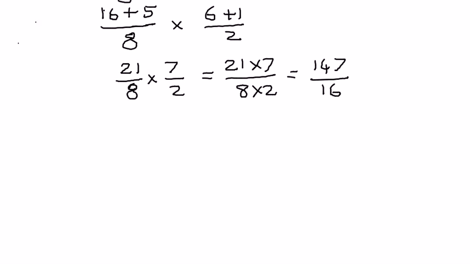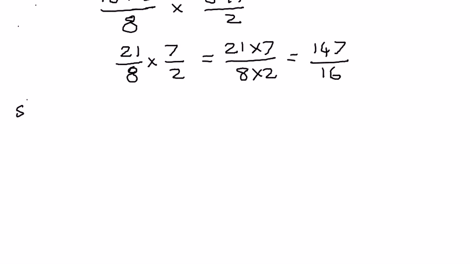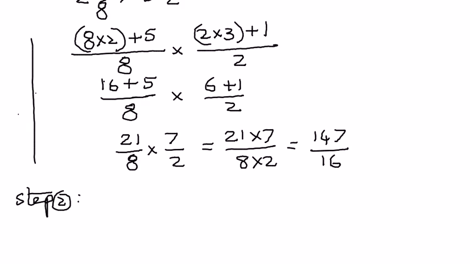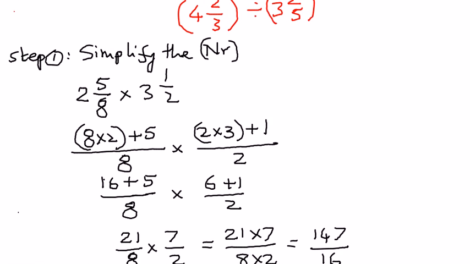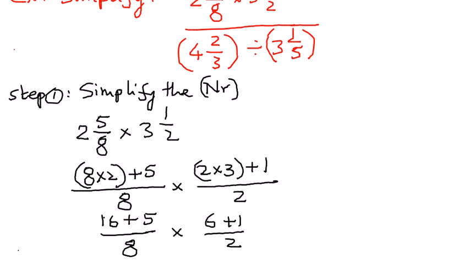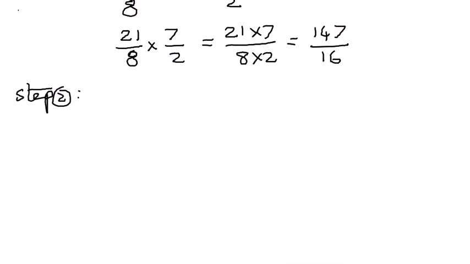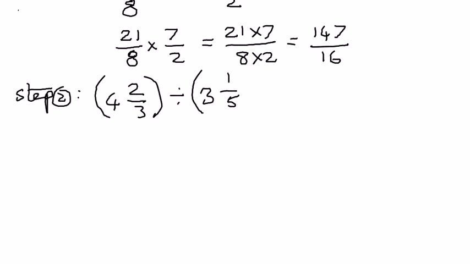So then we take the denominator part. In step 2, we go back and see what we have in the denominator. We have 4 2/3 divided by 3 1/5. So let's write that here. We have 4 2/3 divided by 3 1/5. So this is what we have. We want to simplify this. This is in the denominator.